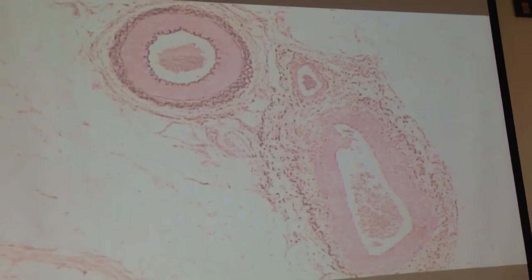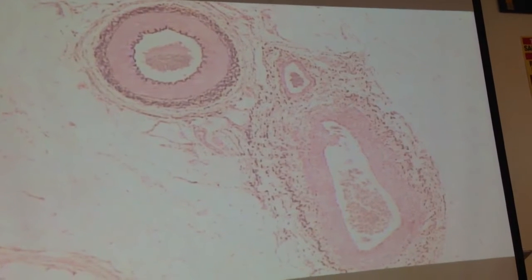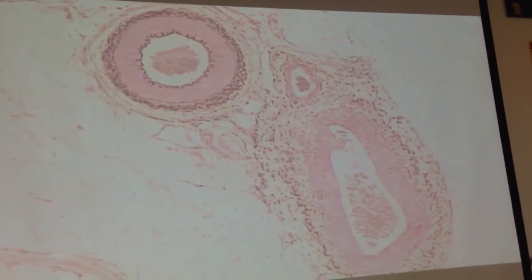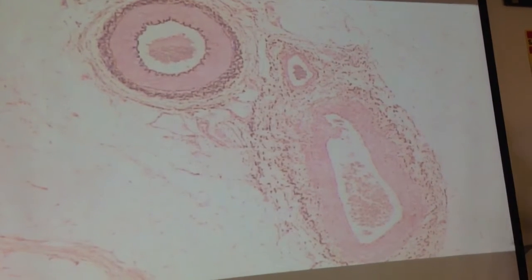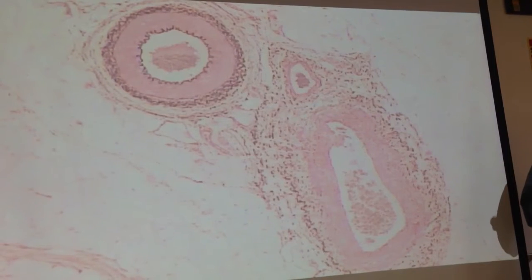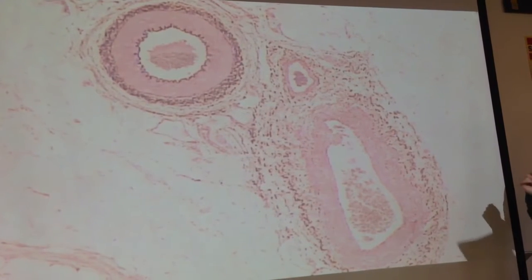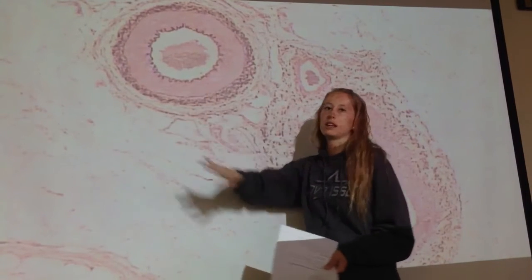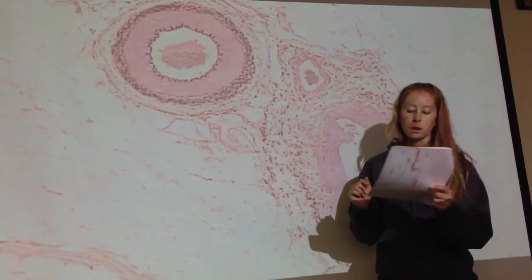Both an artery and a vein. So with each of these, you're responsible for knowing which one's an artery and which one's a vein. And you're responsible for knowing the 3 different layers that compose them, okay? So first we're going to go over the layers, because these will help me in explaining which one is which.